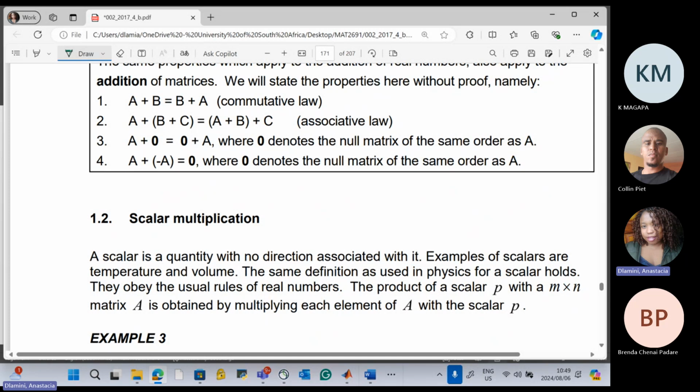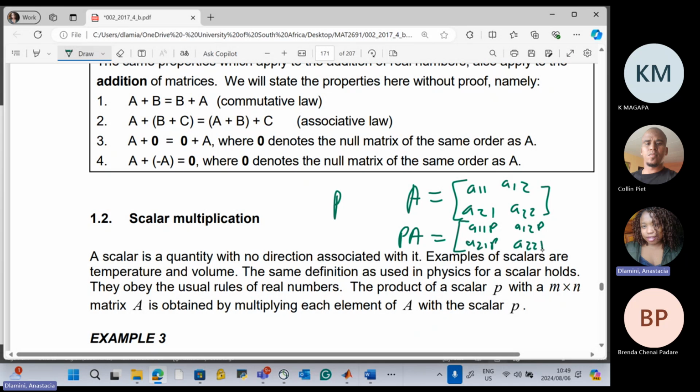Now, the product of a scalar, let's say P, we call it a scalar, right? In this case, with an n by n matrix is obtained by multiplying each element of A with the scalar P. Meaning that if P is the number, and you have a matrix A, let's say A is this: A11, A12, A21, A22. And we are told that P times A means you're going to say A11 times P, A12 times P, A21 times P, and A22 times P. Did I lose anyone there? That's the scalar multiplication with the matrix.